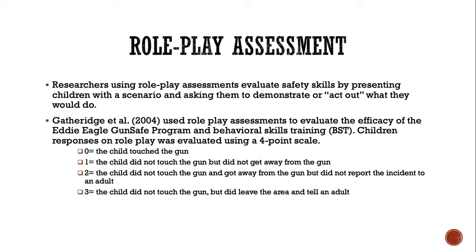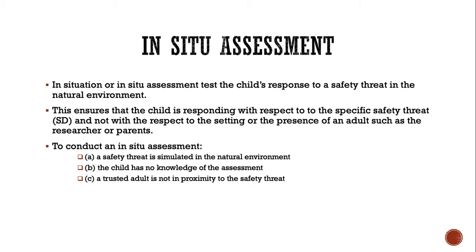In the Eddie Eagle Gun Safe program and behavior skills training used with 6 and 7-year-old children, the children's response on role playing was evaluated on a 4-point scale. This one is 0, the child touched the gun. 1, the child did not touch the gun but did not get away from the gun. 2, the child did not touch the gun and got away from the gun but did not report the incident to an adult. A 3, the child did not touch the gun but did leave the area and tell an adult.